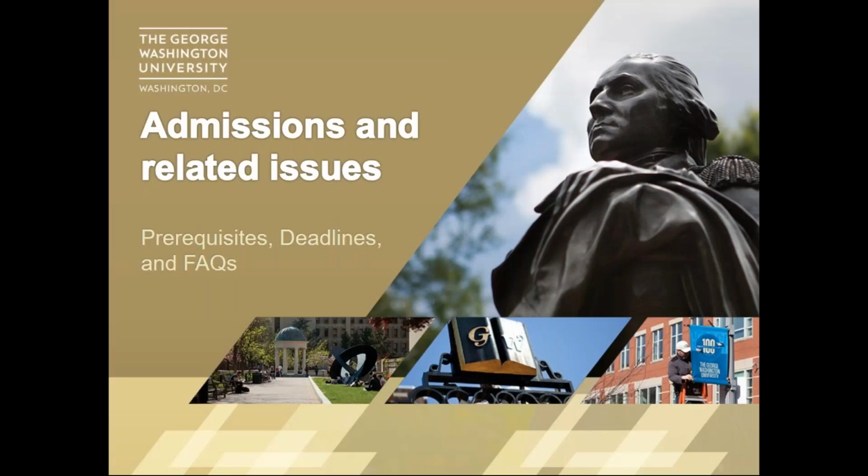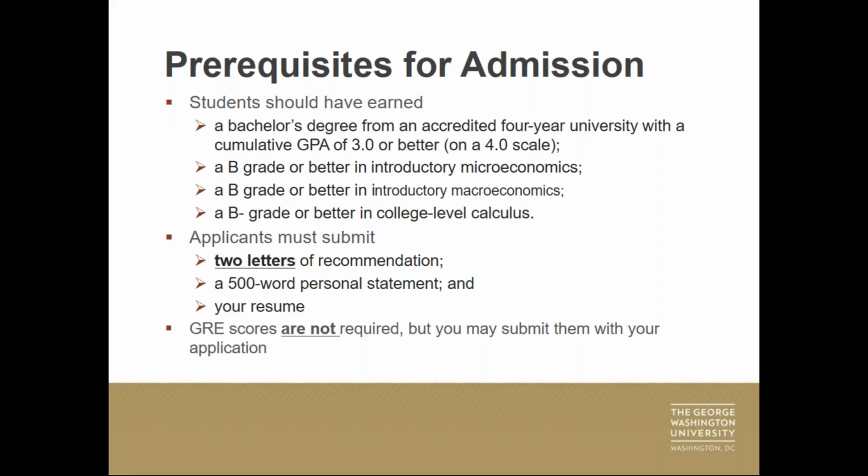Admissions and related issues. Many of these, if you've already applied, you've already dealt with, but let me just talk about some of the prerequisites, the deadlines, and a few facts about admission. You should have earned a bachelor's degree from a 4-year university with a minimum cumulative GPA of 3.0 or better on a 4.0 scale, a B grade or better in intro micro and intro macro. So if you took econ as a freshman, you probably meet that requirement. And if you earned a B, we also require college level calculus, a B- or better.